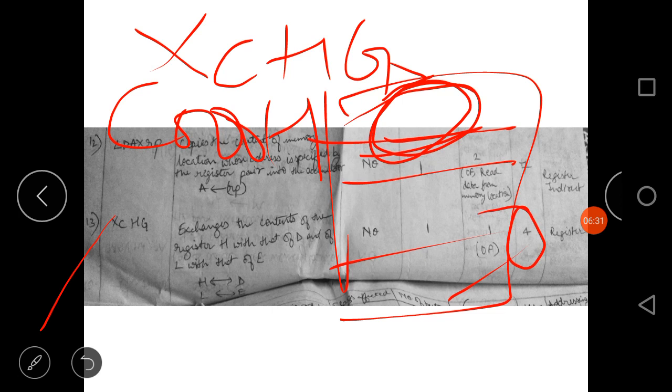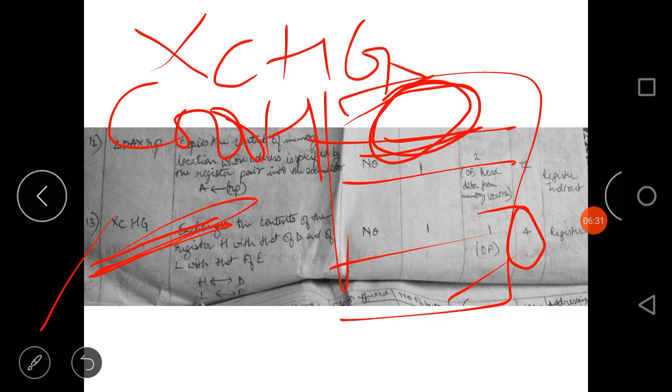So what is the addressing mode of this instruction? Here the operand is the content of a register only. XCHG exchanges the content of HL register pair with that of DE register pair, and both HL and DE are registers only. So the addressing mode for this instruction is register addressing mode.